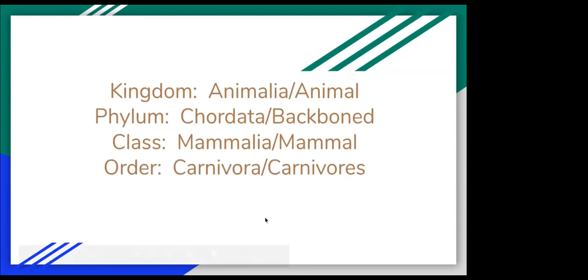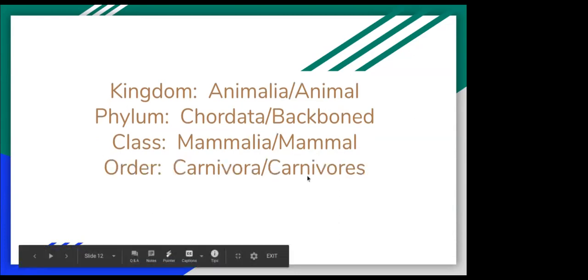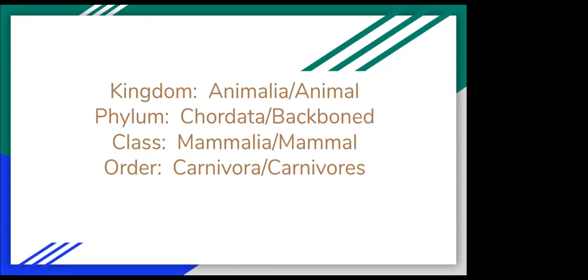Order, Carnivora, carnivores. Cats eat meat. They're carnivores. So anything that eats meat would fall under this order. Dogs, bears, lions, cats, all are carnivores. This would now exclude goats, cows, and deer. Those are all herbivores. They do not fall into this category. They would go into a separate herbivore order.